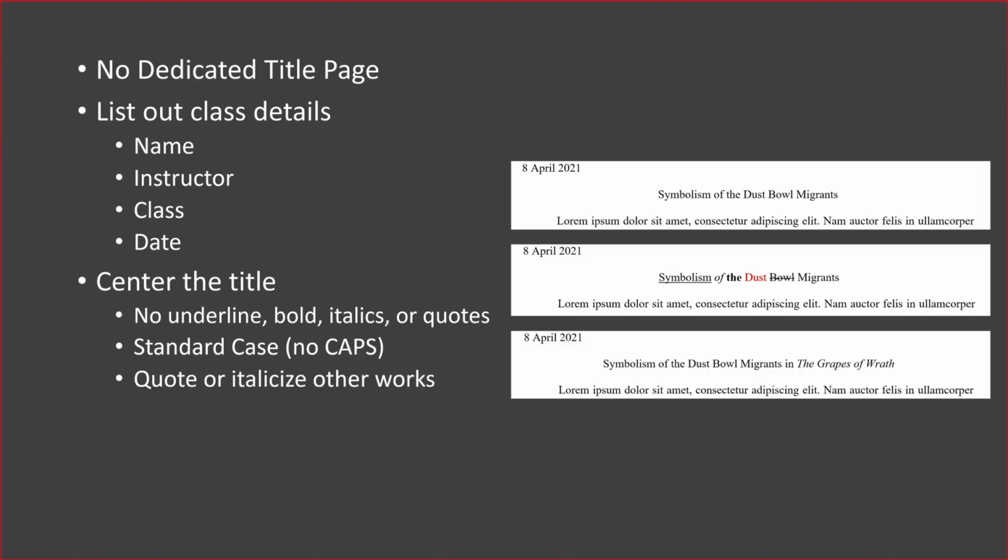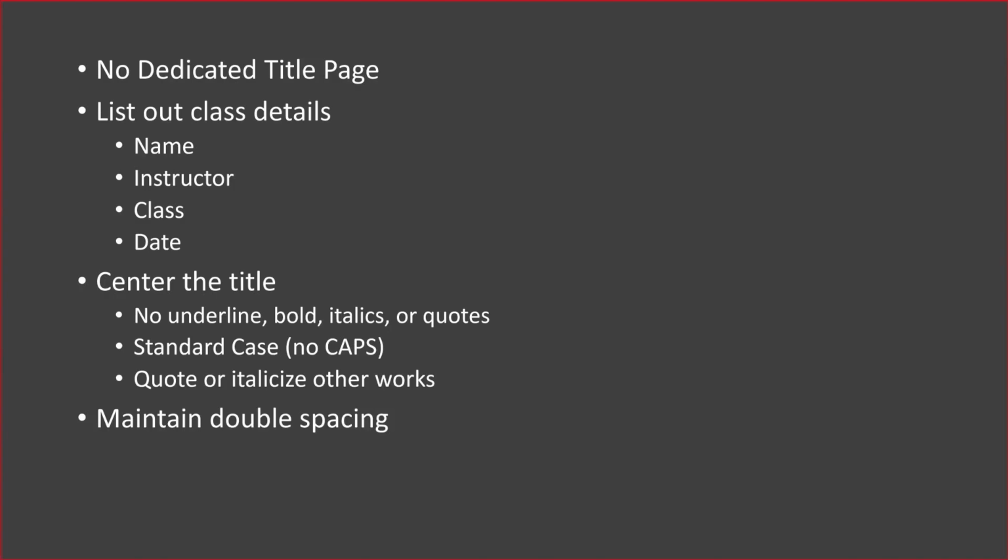Now, there is one case where you can quote or italicize, and that's whenever you're mentioning another work. As I mentioned before, if you're listing a book title, you would italicize it. If you're listing something as a smaller work, like a poem or a chapter from a collection of books, in that case you might use quotations instead of italics around the title.